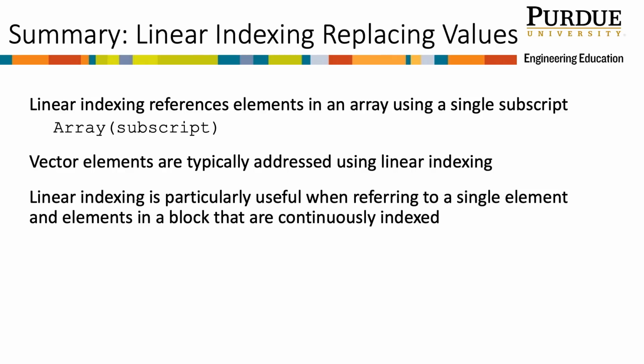To summarize our module, we learned that we can reference elements in an array by using linear indexing, using a single number position to indicate location. This is counted down the columns, then moving from left to right. For vectors, the elements are more commonly referenced using linear indexing. Finally, linear indexing is very useful when replacing one element or a set of elements that are continuously indexed.